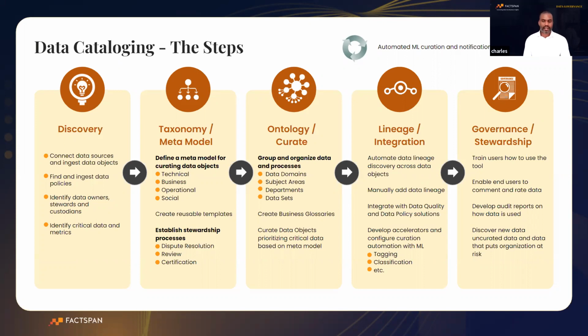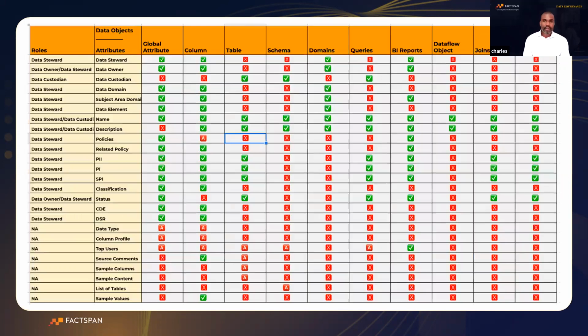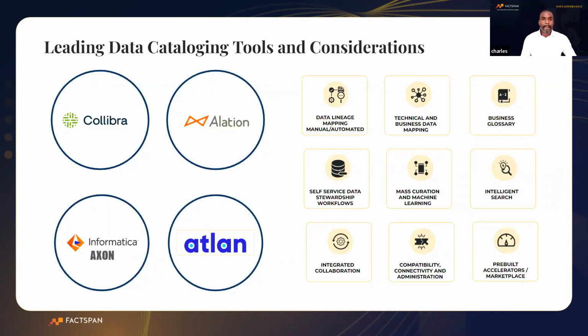If we go to the next slide, we're about to wrap up here. So these are some of the leading cataloging solutions in the market today. Again, we have Collibra, which comes with a number of different capabilities. There is Alation, which is a great cataloging tool as well. The Axon from Informatica, a cloud-based solution.